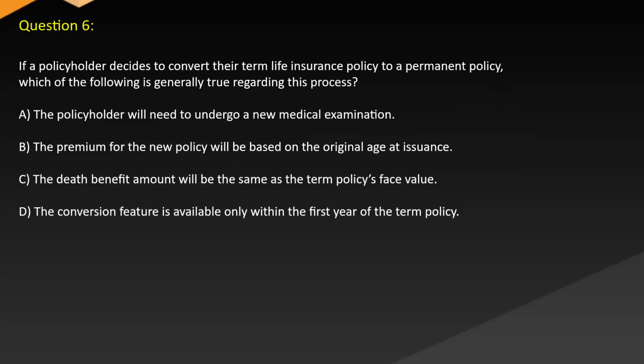D. Question 6. If a policyholder decides to convert their term life insurance policy to a permanent policy, which of the following is generally true regarding this process? A. The policyholder will need to undergo a new medical examination. B. The premium for the new policy will be based on the original age at issuance. C. The death benefit amount will be the same as the term policy's face value. D. The conversion feature is available only within the first year of the term policy.